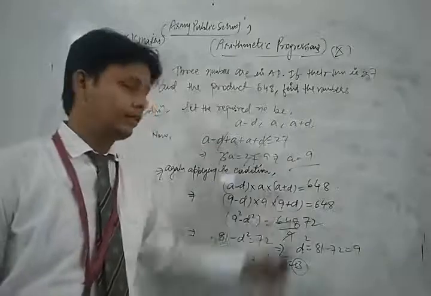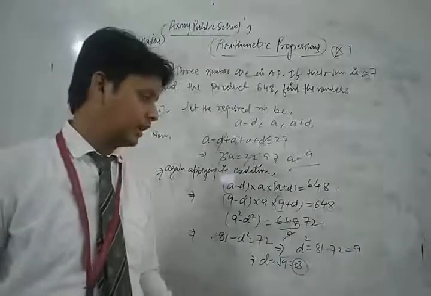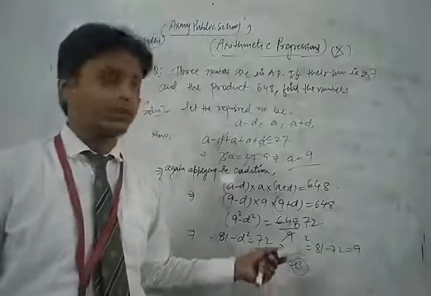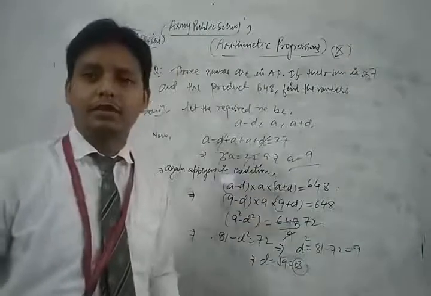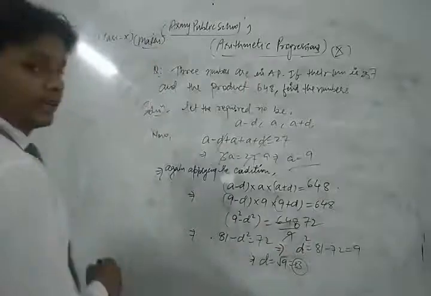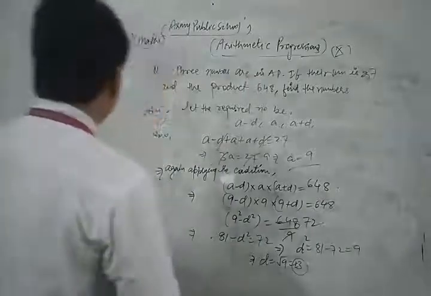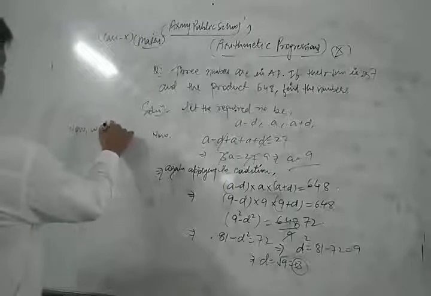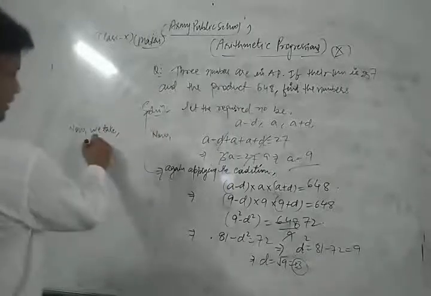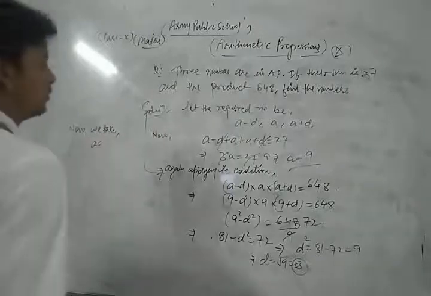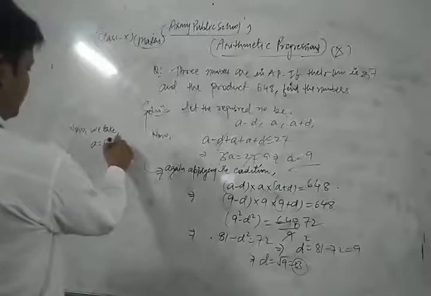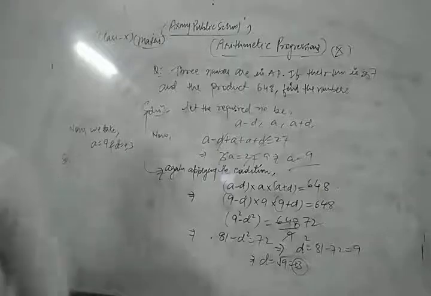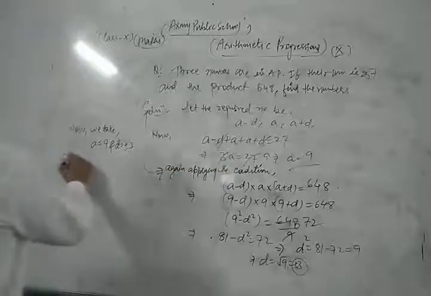In this way we have found the value of a as well as the value of d, which is plus minus 3. So first of all we take the value of a as 9 and the value of d as plus 3. Now we take a is equal to 9 and d is equal to plus minus 3. So the required numbers.